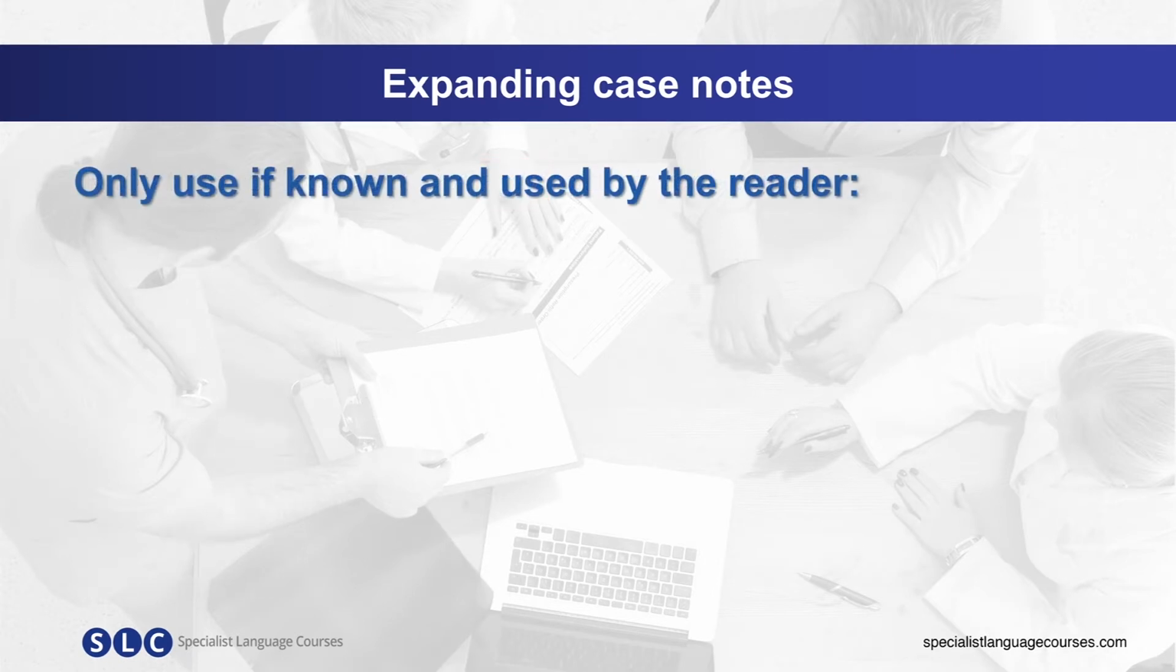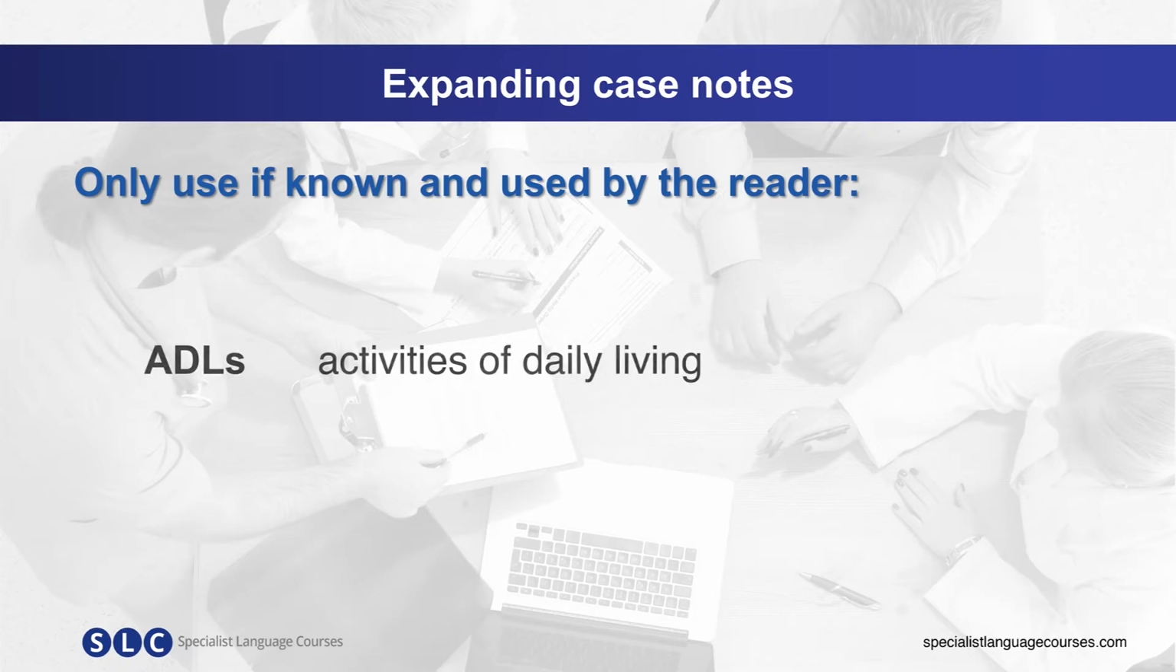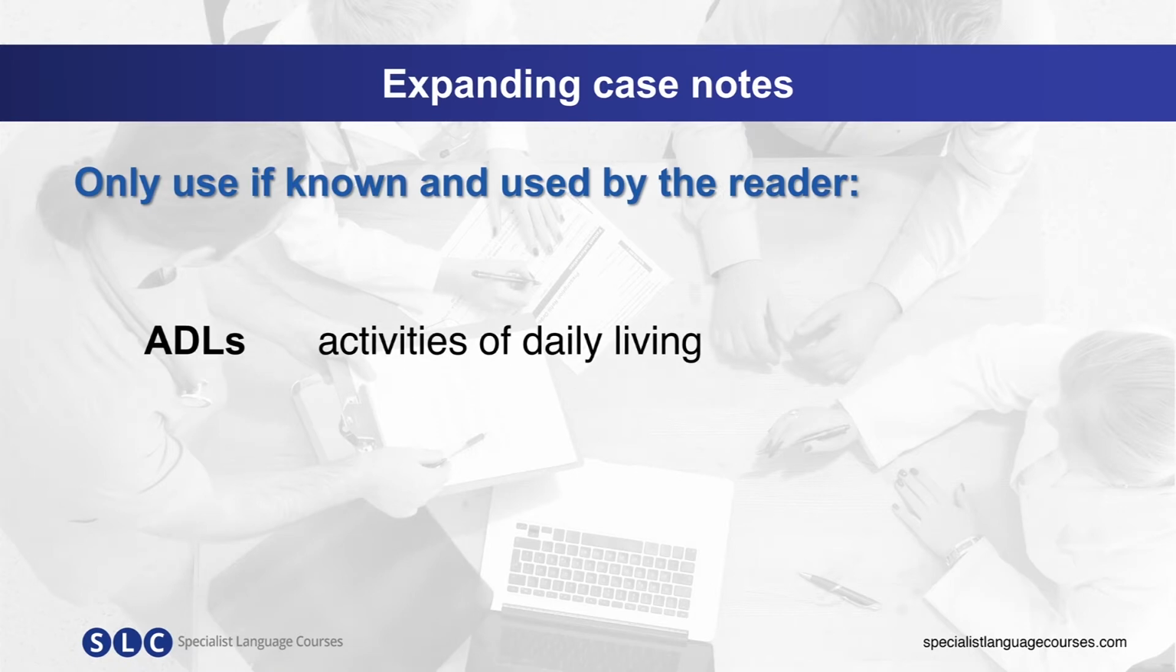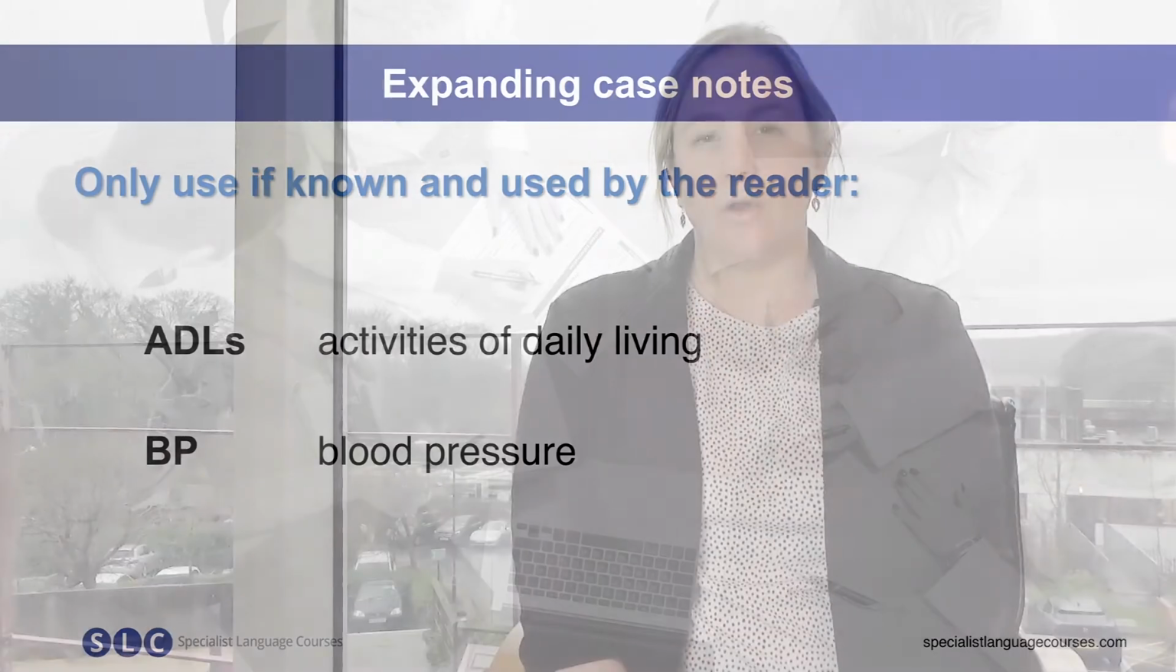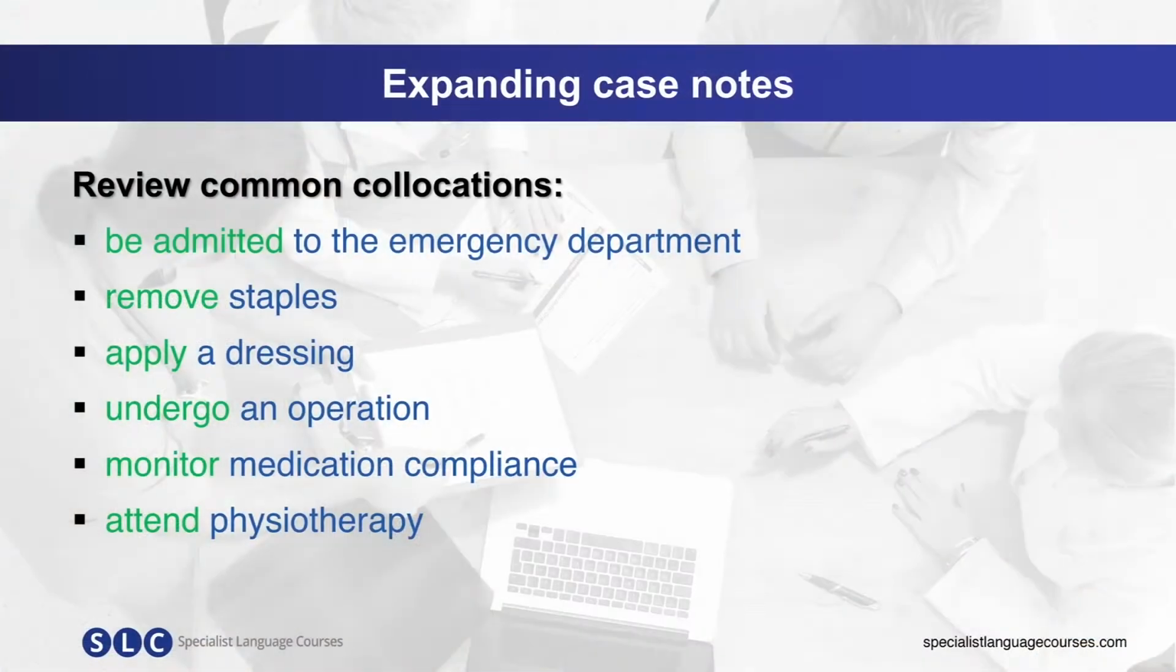So some abbreviations can be used, but only as long as the reader would be familiar with them. So, for example, a nurse would understand and often use ADLs, activities of daily living, but a social worker wouldn't. Similarly, a doctor would recognise and use BP, blood pressure. Often the verbs are missing from OET case notes, so you should review common collocations, for example, sustain a fracture. Have a look at some more examples here.